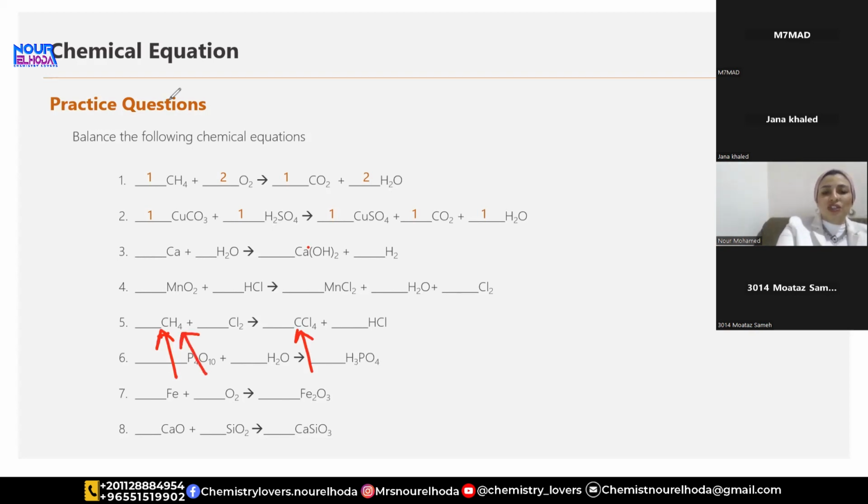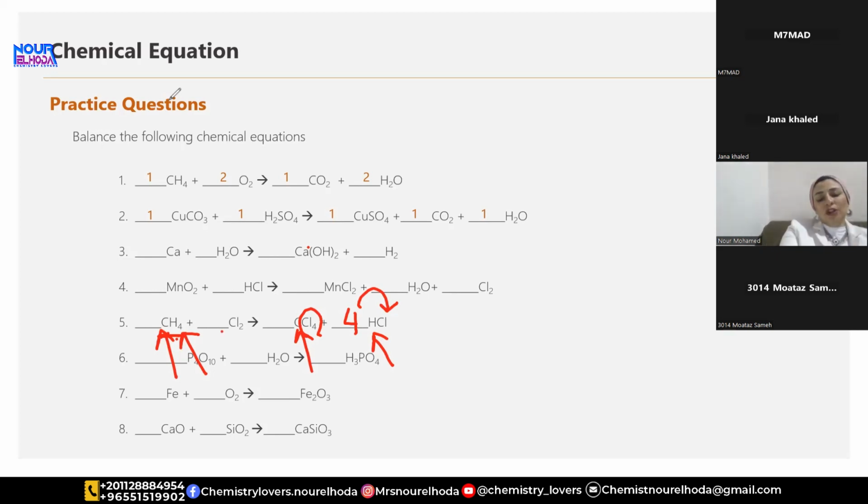Here, how many hydrogens? 4. Look, I'm moving in order. Here there are 4 hydrogens, but here I have only 1, so I need to put 4. Am I right, Gogo? 4. Yes. Okay, so how many chlorine do I have here? I have 4Cl and here also 4Cl, so in total in the products I have 8 chlorines.